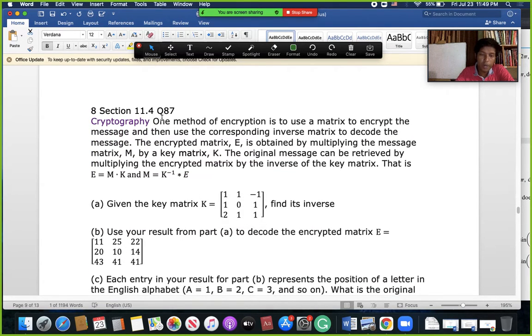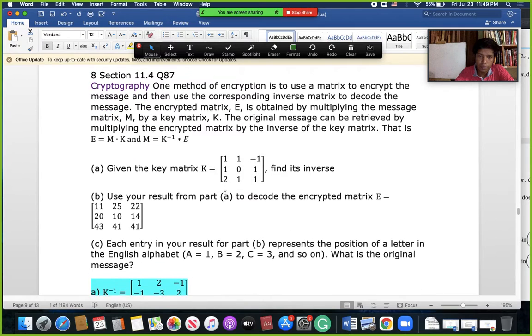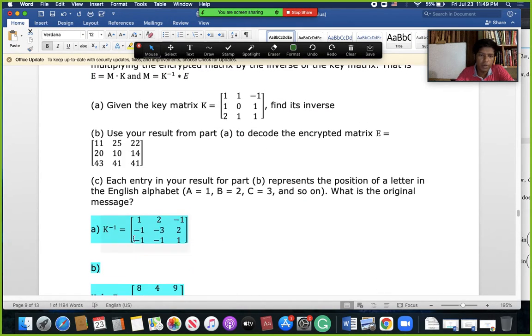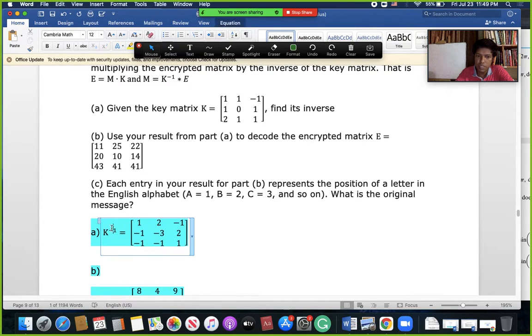This is cryptography related maths. This is 11.4, question number 87. First of all, you will have to find, this is a given matrix, and you will have to find out the inverse. The answer is this in this case. If anyone guesses different answers, you can check. In this case, we have given it.